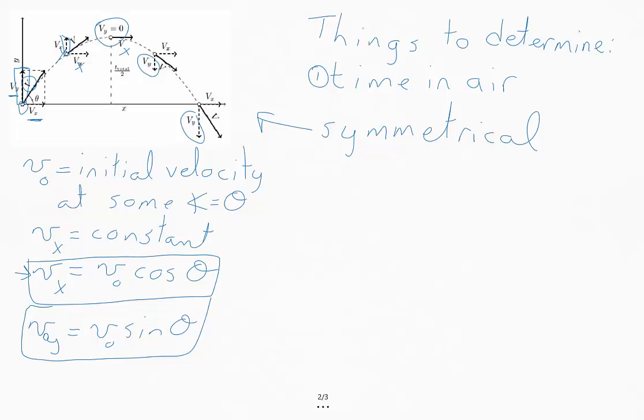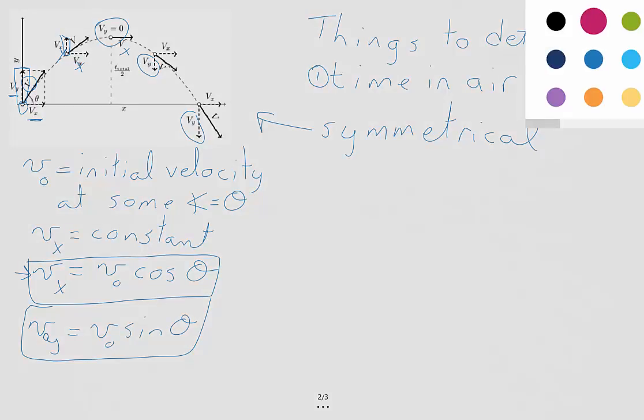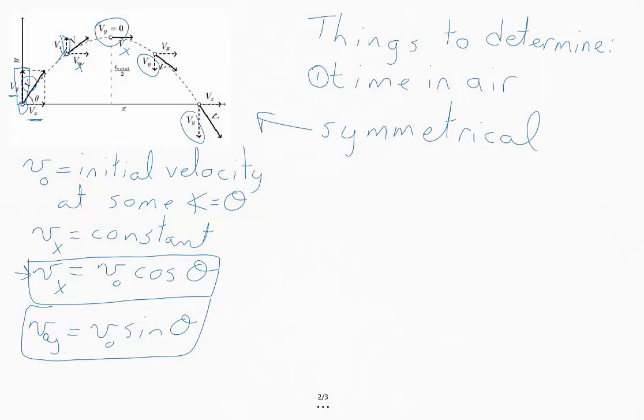So if I add on to this picture over here, I can say that we have an acceleration, which is equal to gravity. At this point, we also have an acceleration equal to gravity. At the top, not only do we not have a y velocity, but we still have an acceleration equal to gravity. All the way throughout, we have an acceleration equal to gravity.